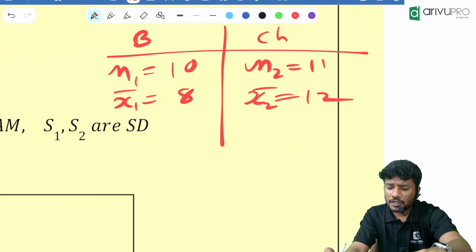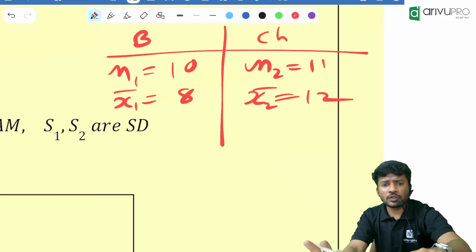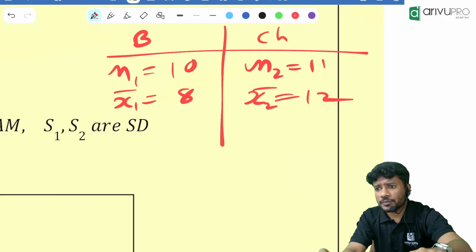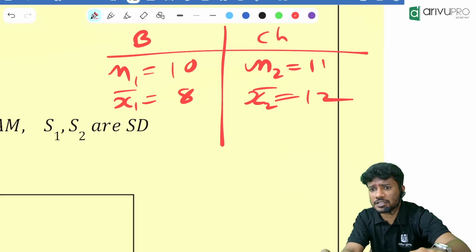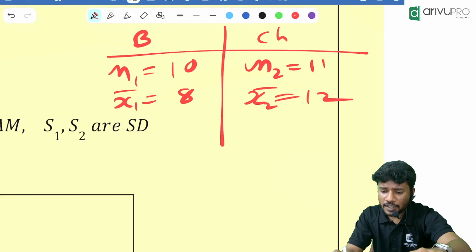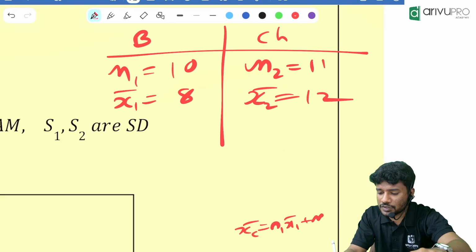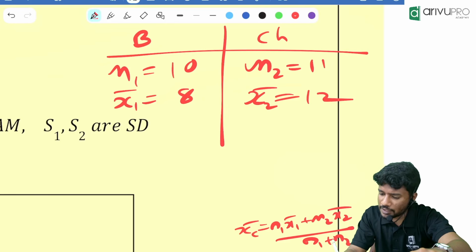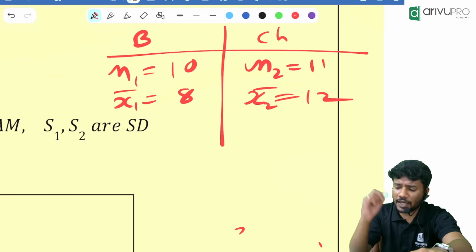Now, people, both are given. Using this, can you find the combined mean? Combined mean is how much? X combined bar is equal to how much? N1 X1 bar plus N2 X2 bar divided by N1 plus N2. We know that from the past.